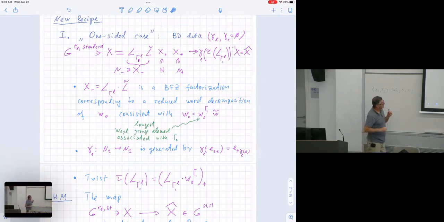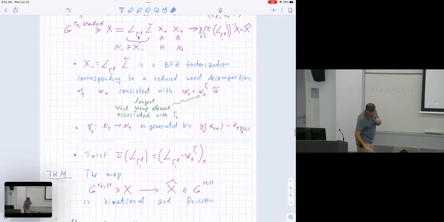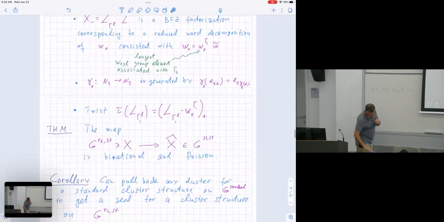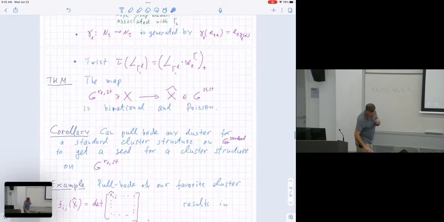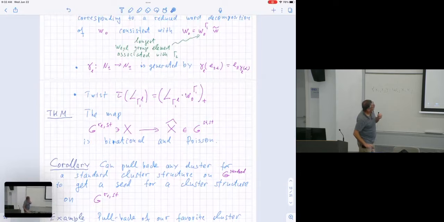And if I have a Poisson map into a standard structure, and in the standard structure I have this nice coordinate system made out of minors, I can pull back those functions, and if I'm lucky, if this map is nice, then I will get nice Poisson properties. This will be my nice initial cluster. So here's the statement: this map is Poisson, and as I said, I can pull back these nice coordinates for the standard structure to obtain nice coordinates for the non-standard structure.